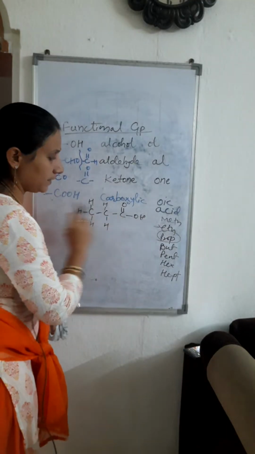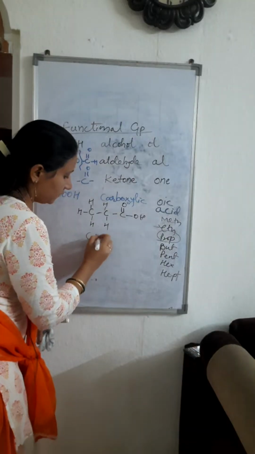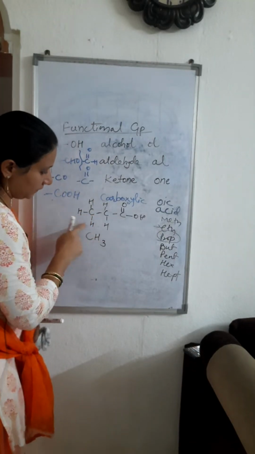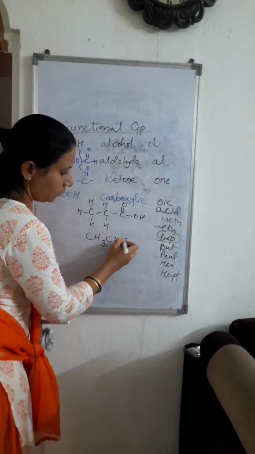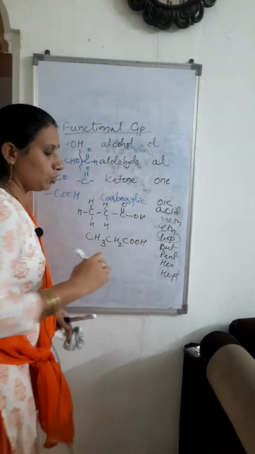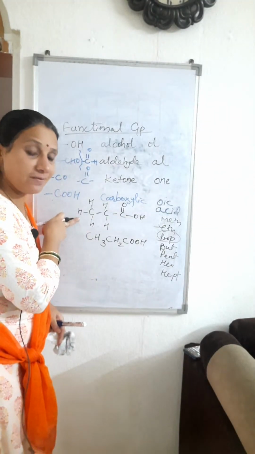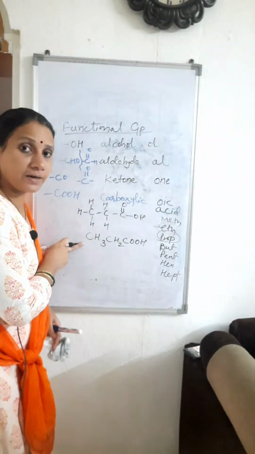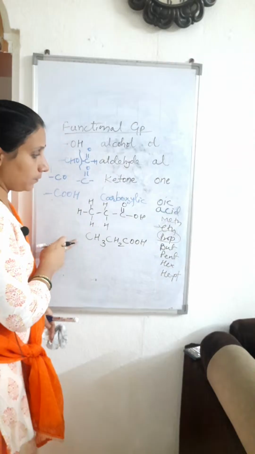3 carbons are there. Either we can represent it in structure form or we can write it formula-wise. First one is CH3, then 2 hydrogens, CH2, then COOH. 2 kinds of representation are there. Either we can place it in a structural way or like formula one. So it's your choice how you represent it. So this is about carboxylic acid.